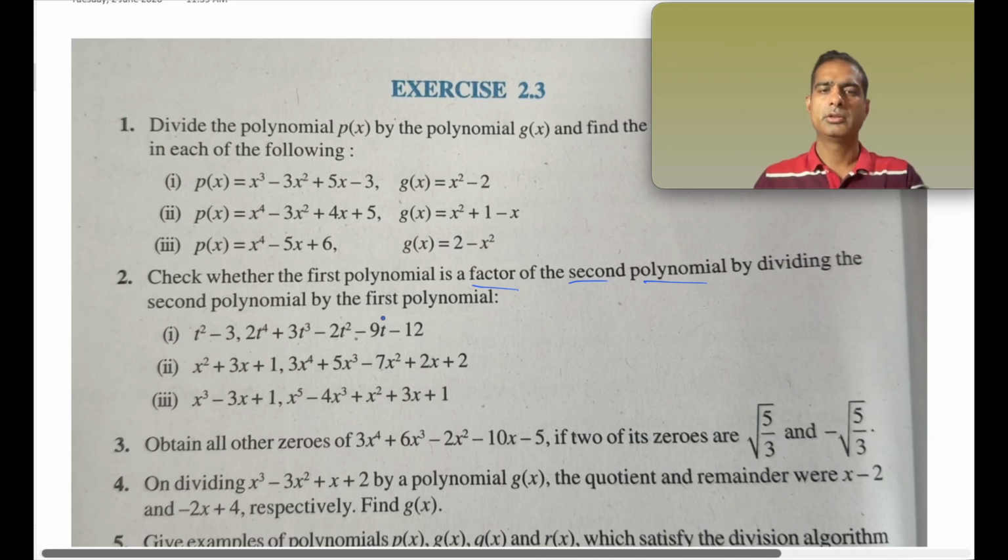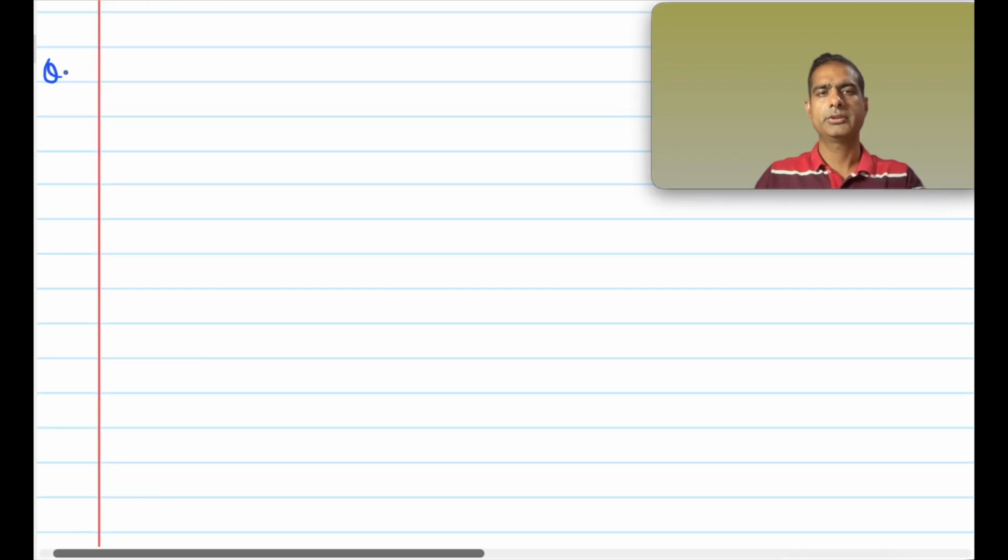So the logic will remain same as we find out factors in case of real numbers. In real numbers also, we see if the remainder becomes 0, we say that the divisor is a factor of the dividend, and if the remainder is not equal to 0, then we say that the divisor is not a factor of the dividend. So let us take the first part of the question number 2. So the first part, let me write the question.